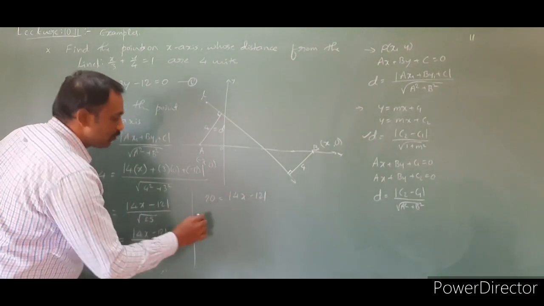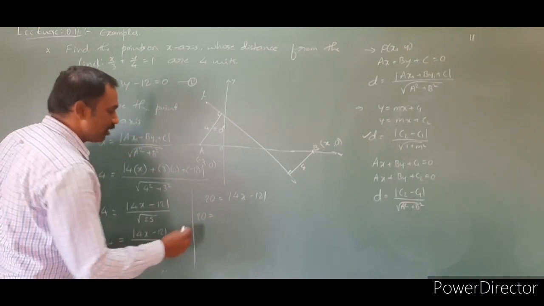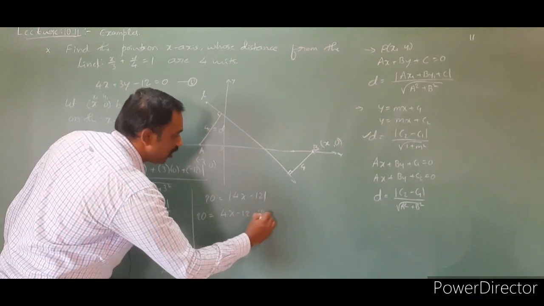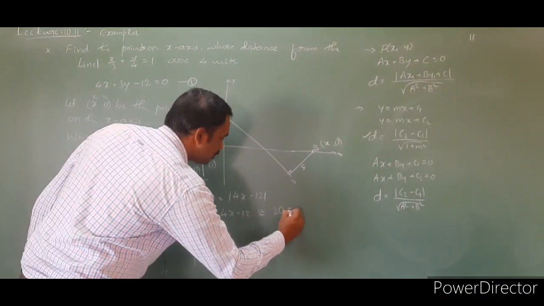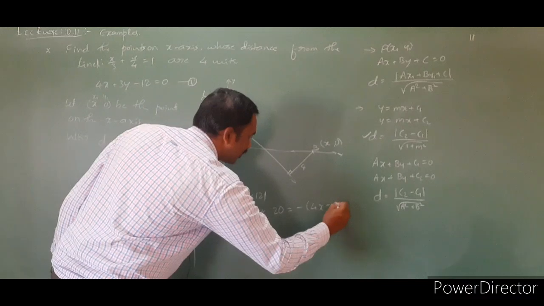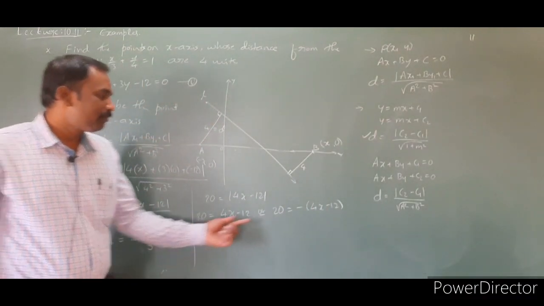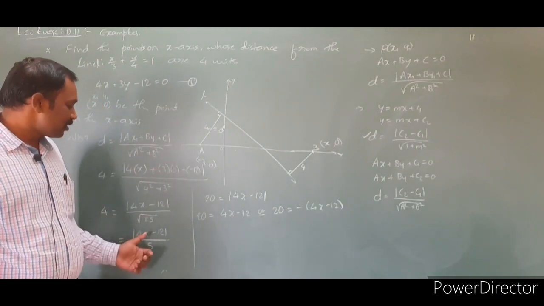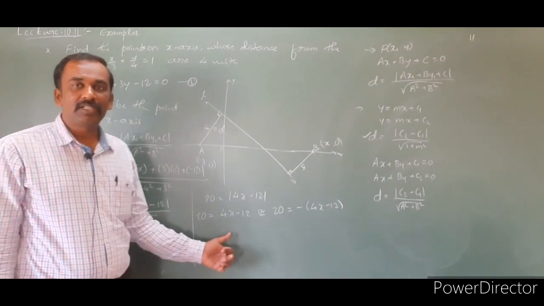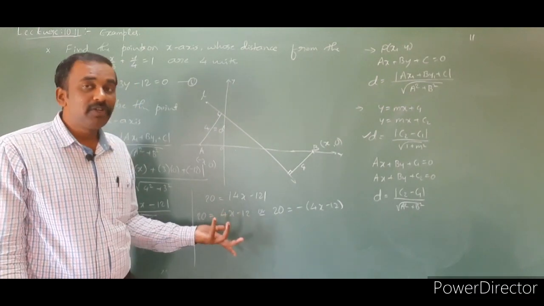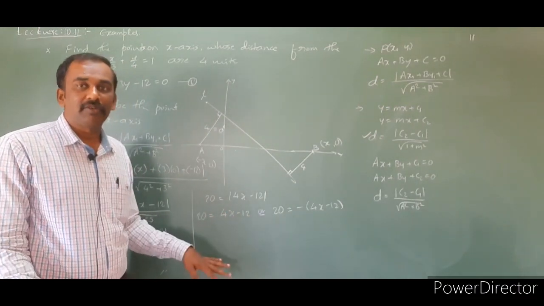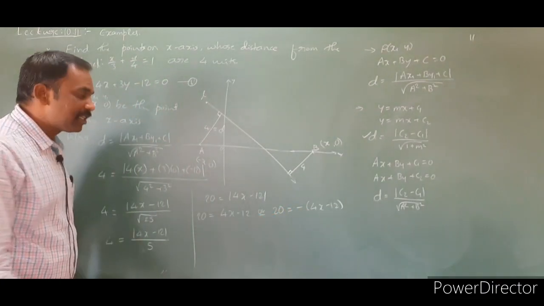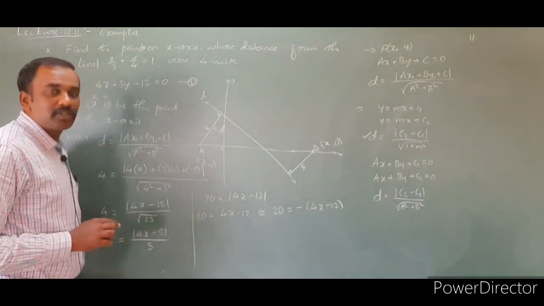Now remove the modulus sign. If you remove the modulus sign, what will we get? 20 is equal to 4x minus 12, or else 20 is equal to minus times of 4x minus 12. Why is the plus or minus taken? Because whenever you are finding the distance, if it is a negative quantity, we consider the positive value, so we don't know whether we will get the positive or negative value. For that reason positive value is also satisfied, negative value is also satisfied, so I have taken two different values.